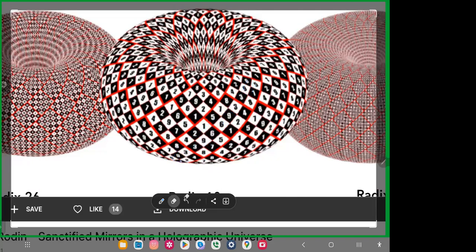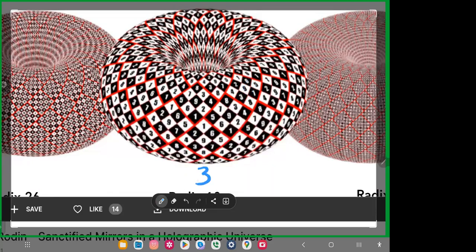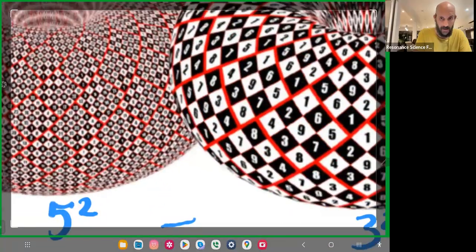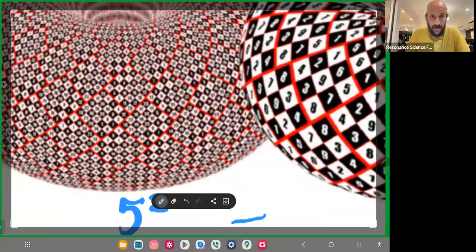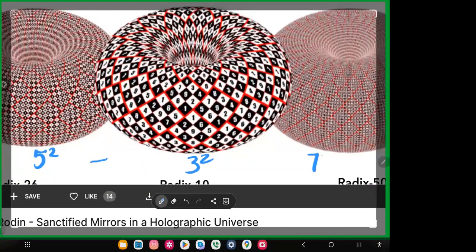Three squared. Over here, we have 5 squared, because the next prime after 3 is 5. And over here we have 7 squared. So this is base 10.